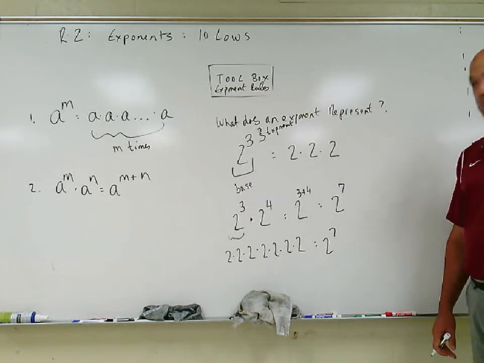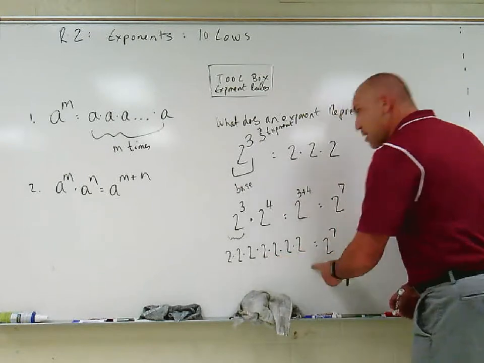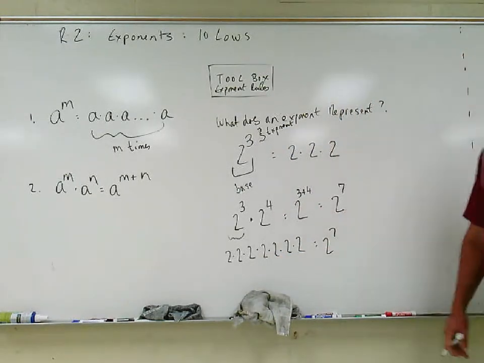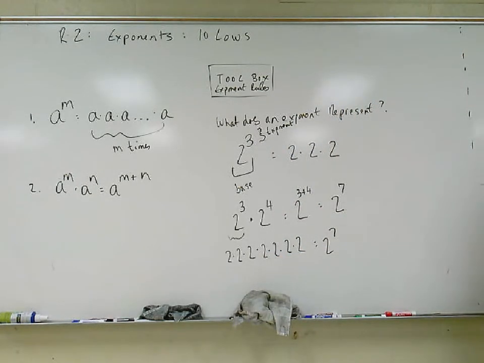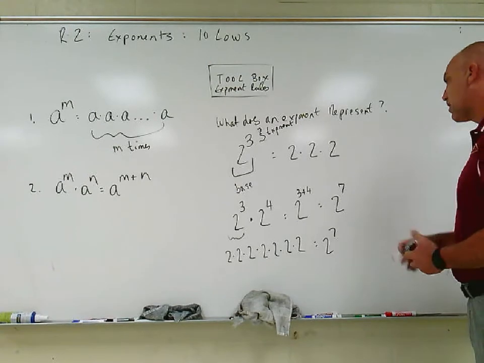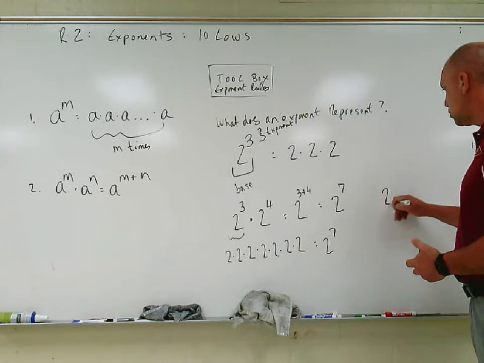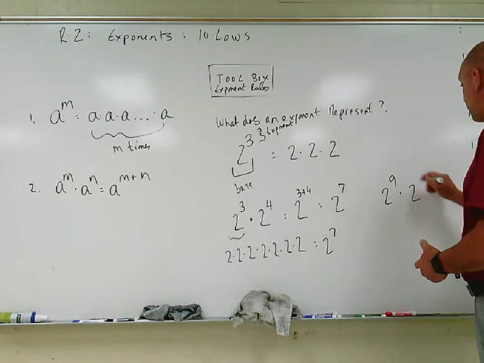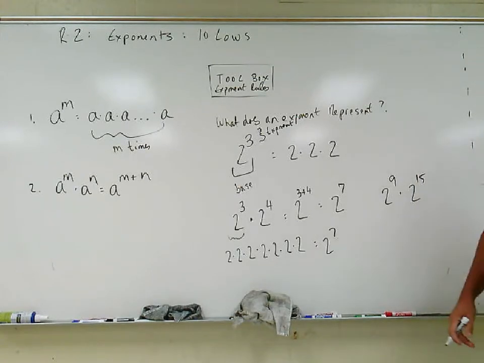That's why you add, because we're back to rule 1. How many 2s are being multiplied? The reason you want a shortcut is that if I have 2 to the 9th times 2 to the 15th, I don't want to write them all out. That's why I want to know the rule. I want to know that the rule is 2 to the 24th.